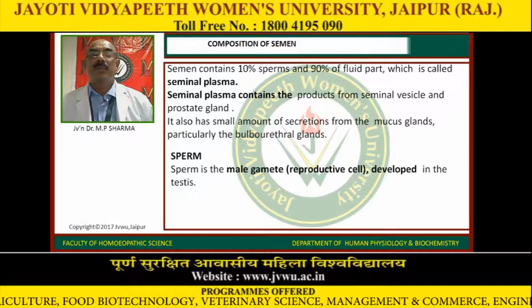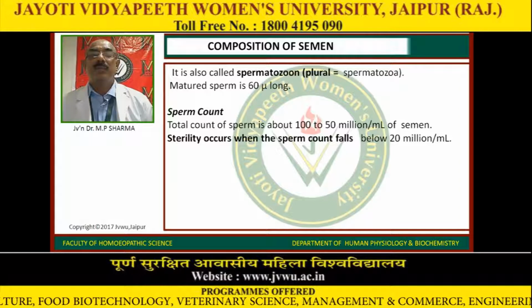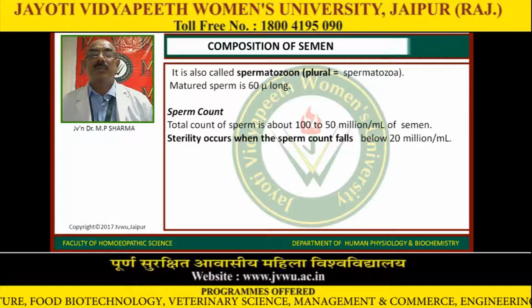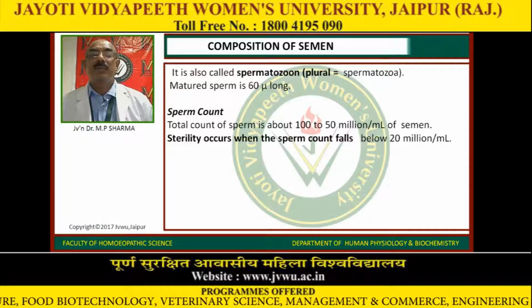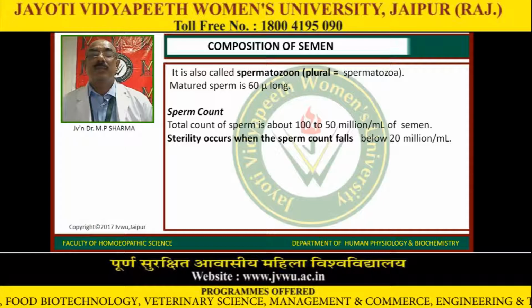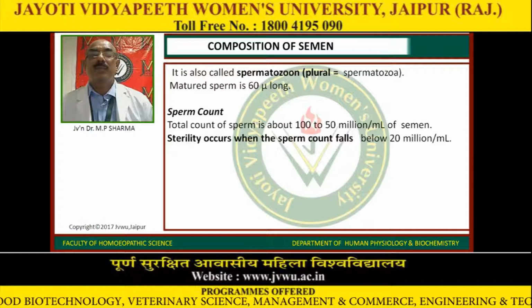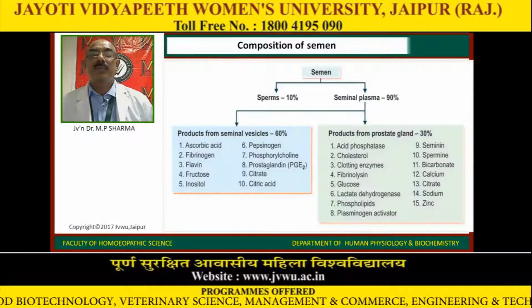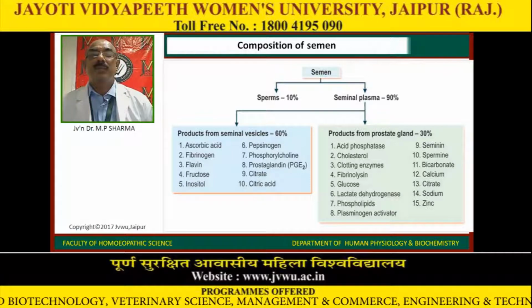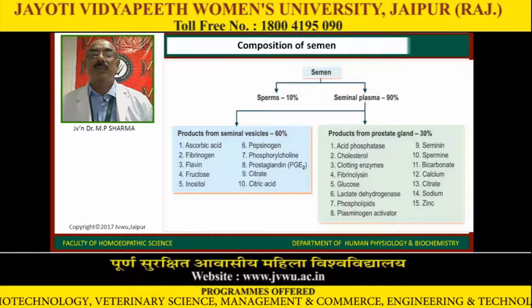Now, sperm is a male gamete, a reproductive cell developed in the testes, also called spermatozoon, plural spermatozoa. Matured sperm is 60 micron long. Sperm count: total count of sperm is about 100 to 150 million per milliliter of semen. Sterility occurs when the sperm count falls below 20 million per milliliter. Now, composition of the semen: sperm 10%, seminal plasma 90%.